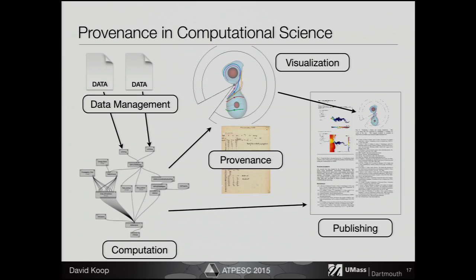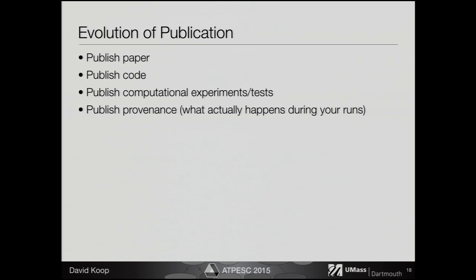And further in computational science, you have your data, your parameters, computations, visualizations, eventually going to the papers. Being able to trace back from the figures that you have in your paper to the raw data requires keeping track of a lot of provenance information. And furthermore, I think there's been a trend, maybe a bit slower than some would like, in the evolution of publication, right? We're not just publishing papers. People are publishing some of their code now. People are publishing computational experiments and tests.